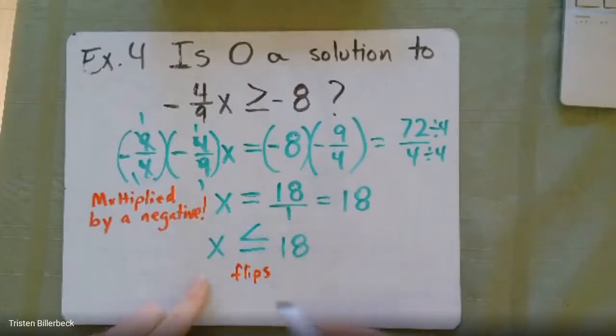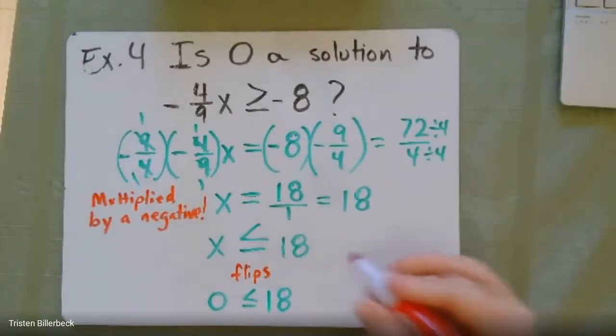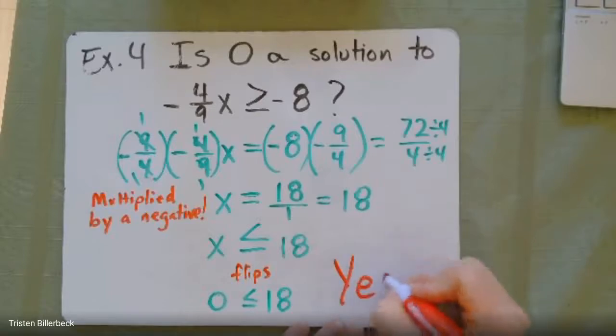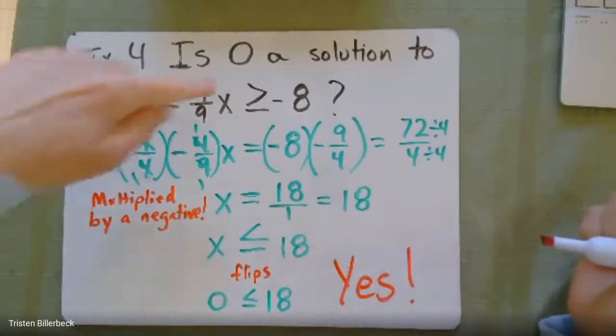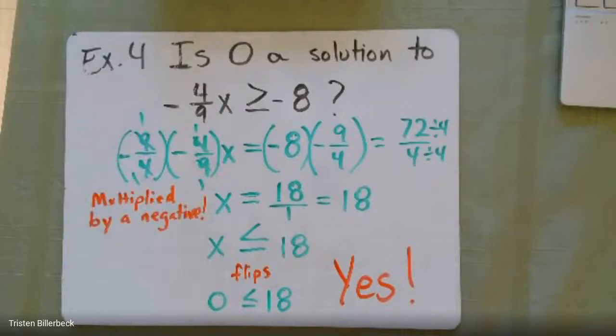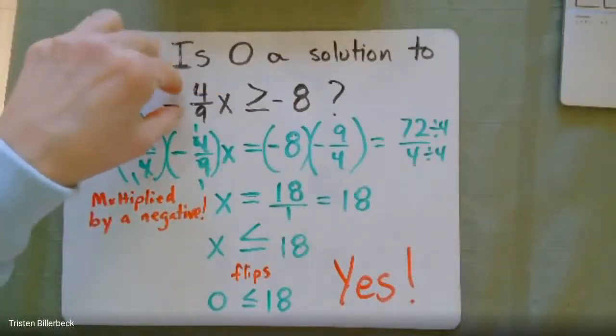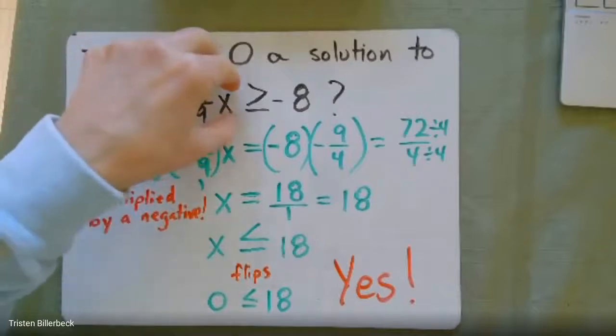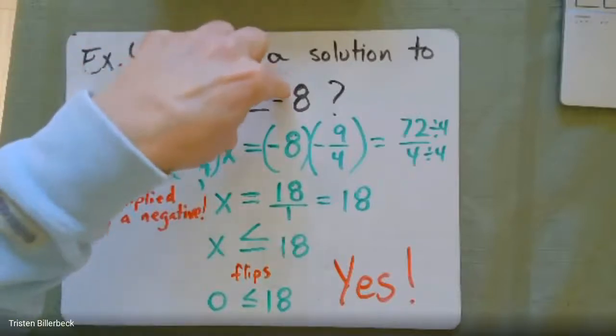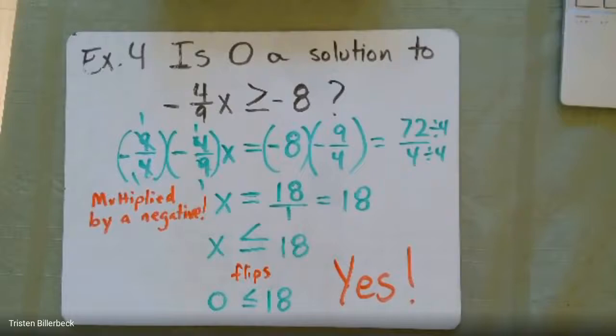So now we have 0 is less than or equal to 18. Is that true? Yes, it is true. And 0 is a solution to this. Now, if we checked it really quickly, 0 times anything is 0. Is 0 greater than -8? Yes.